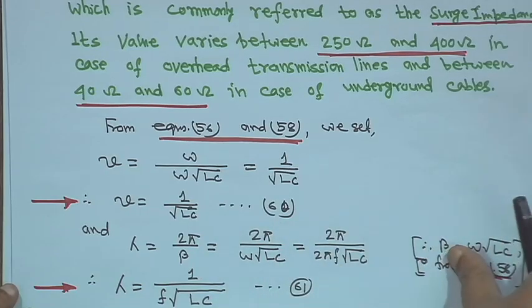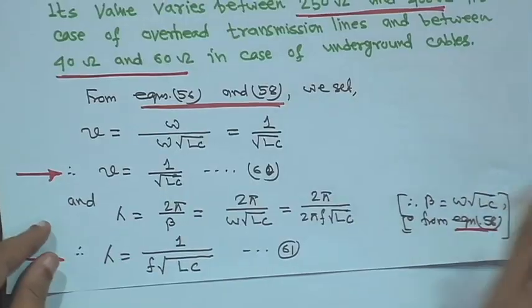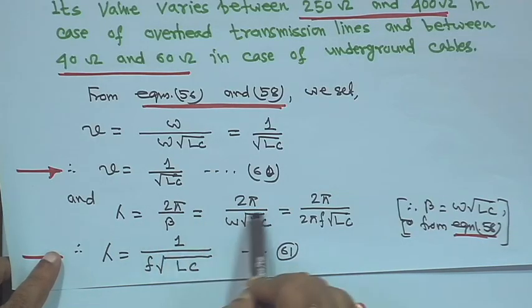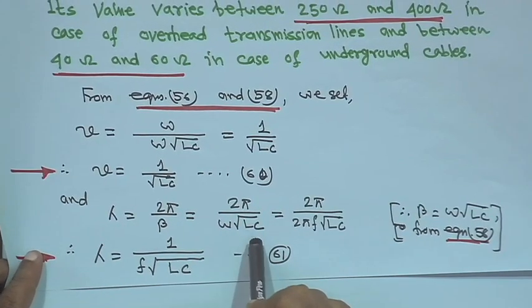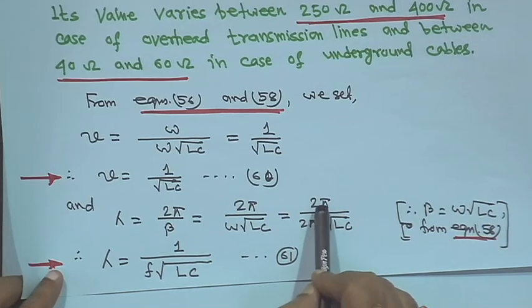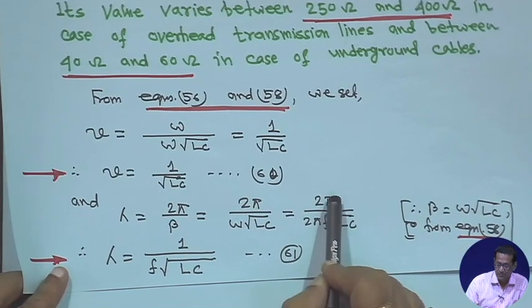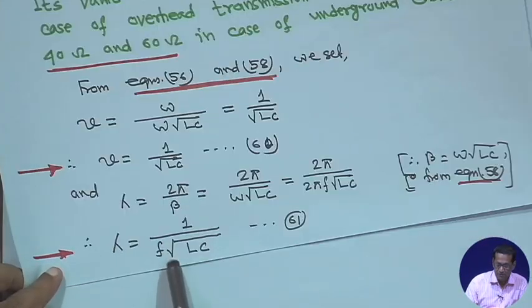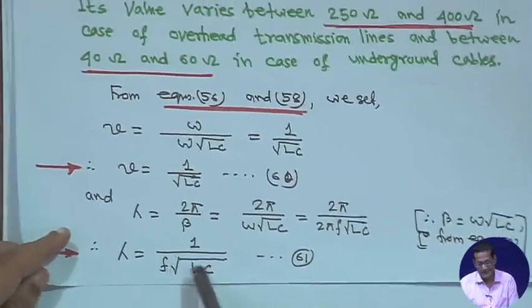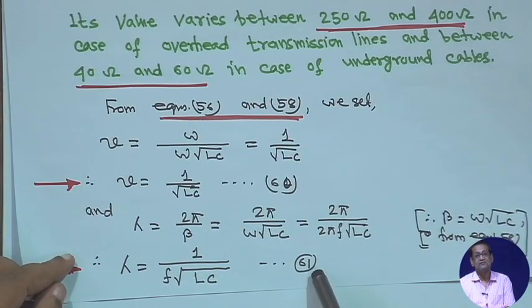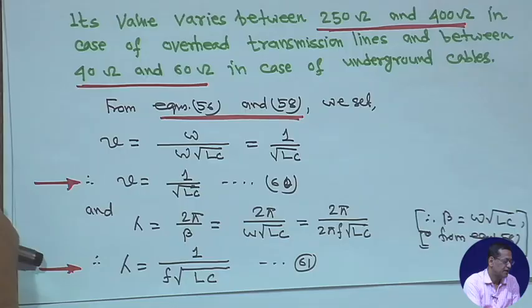Now, lambda: we have seen that beta lambda is equal to 2 pi. So, lambda is equal to 2 pi by beta, and beta is equal to omega root over L C, where omega is 2 pi f. So it is 2 pi upon 2 pi f root over L C. The 2 pi will cancel and lambda is equal to 1 upon f into root over L C. This is the equation of the wavelength, equation 61.